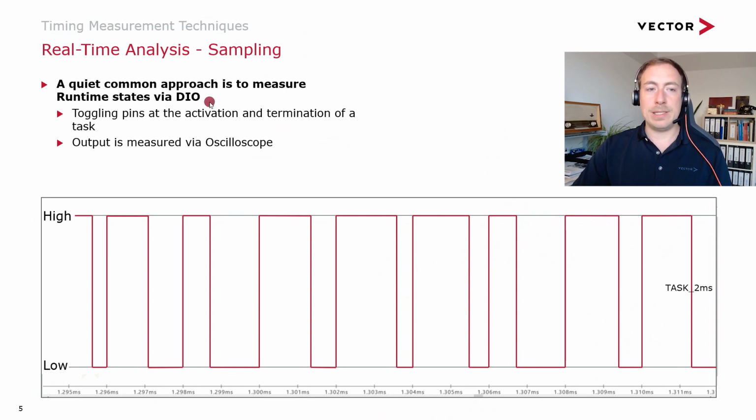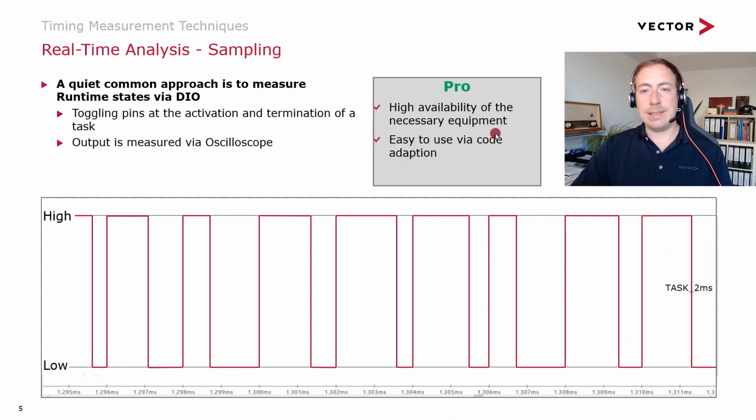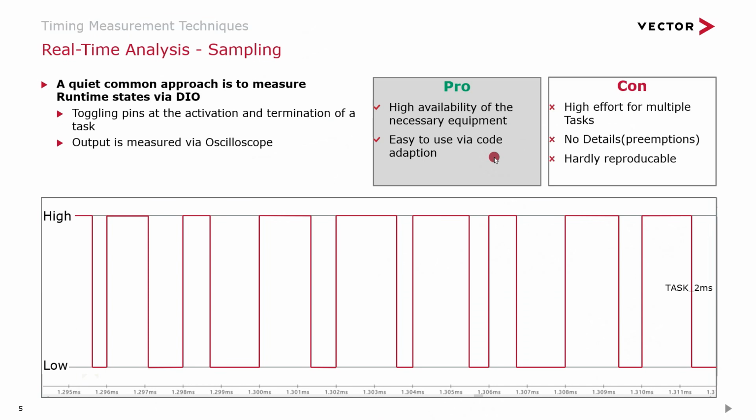Let's start with one of the simple mechanisms. I think everybody is aware of it: toggling a pin via a DIO, direct input output. You can connect it to your ECU with an oscilloscope. It shows you where the measurement starts and stops, so you see the actual timing behavior on the oscilloscope. This is the nice thing, the pro: it's very highly available. You have it there, you can play around with it, it's easy to adapt.